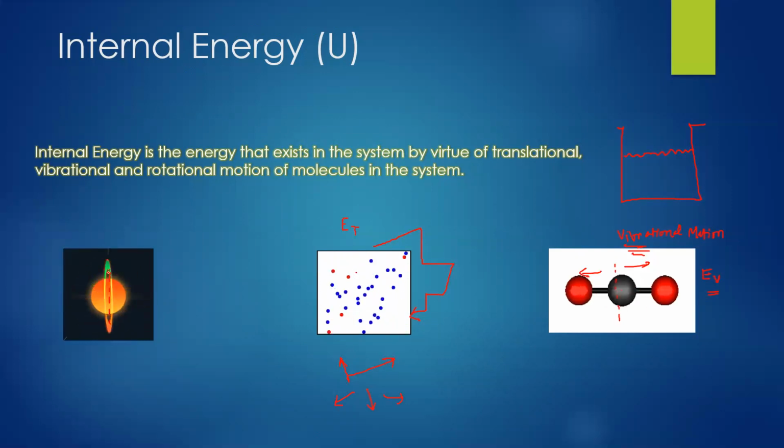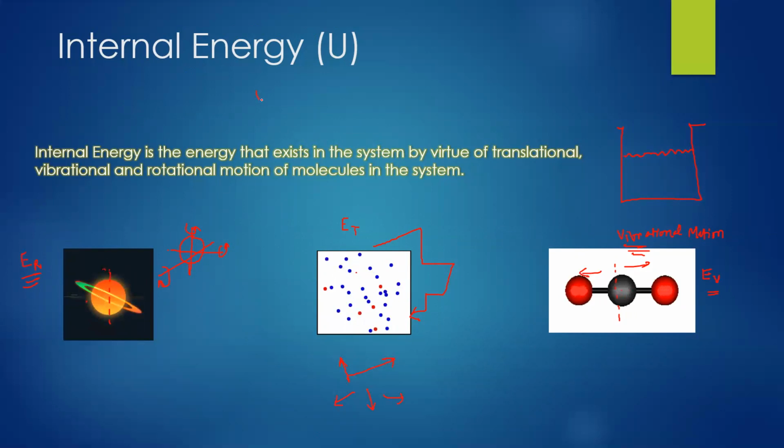Okay, they might rotate about their axis, right? So this rotational motion might be something like this, or something like this, right? This rotational motion is going to impart another energy in the molecules, that is ER, rotational energy.